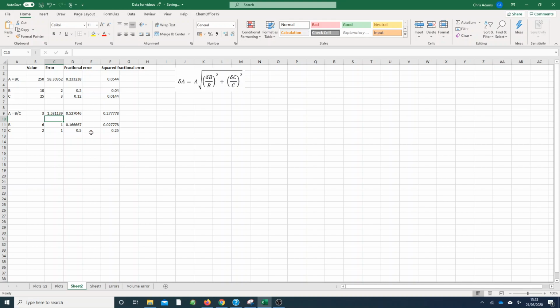In this case, 1.58. So if I do 6 divided by 2, and there's an uncertainty of 1 in each of those numbers, then the answer I get is 3 with an error of 1.58.